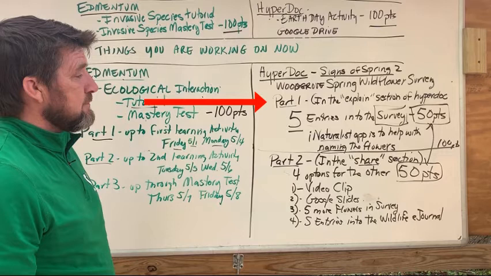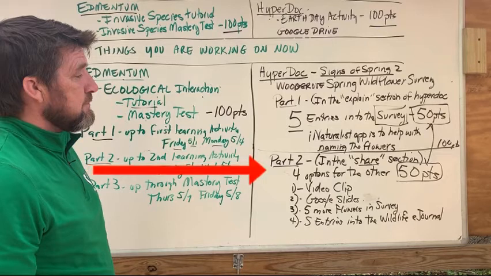You have to get into the survey and enter your picture and your name to get the credit. 10 points for each flower you put in. Now part 2, which I am just now assigning for the other 50 points to make it a 100-point total grade, gives you 4 options. You do not have to do all 4 options. You just have to pick one.